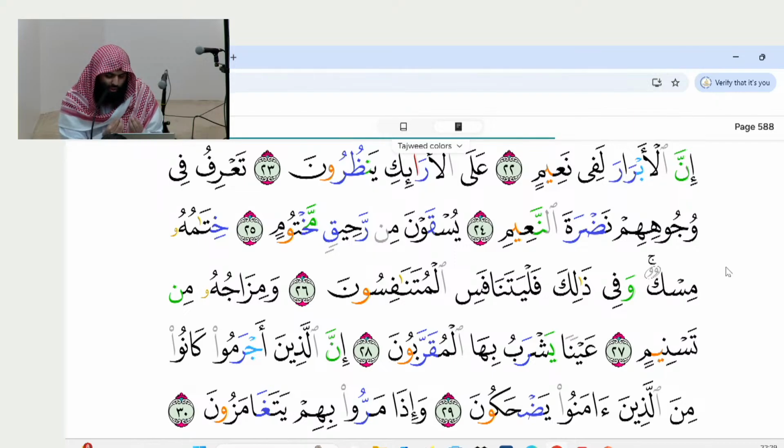So what we'll do inshallah to end today's lesson, we'll get Abdul Rahman to finish off the surah as well inshallah from this ayah ختامه misk, because it will be a ختامه misk inshallah. Abdul Rahman, go on.